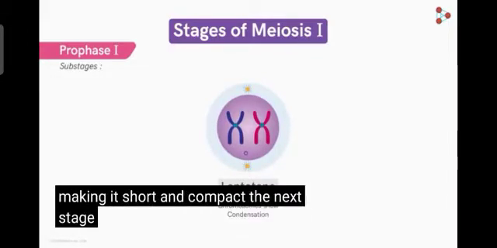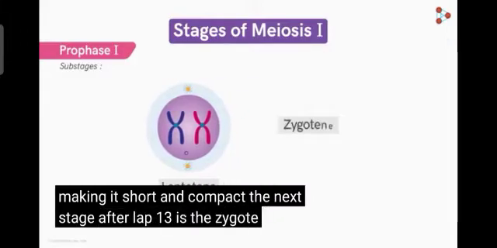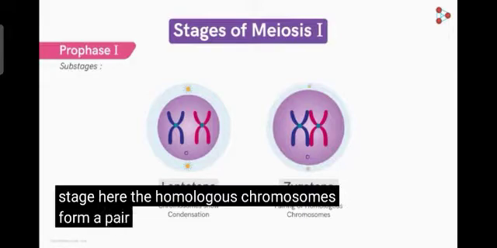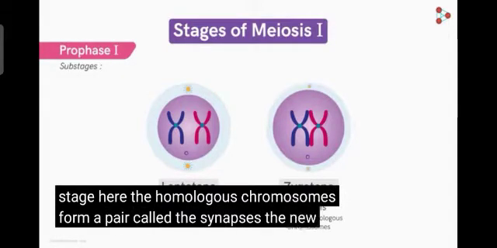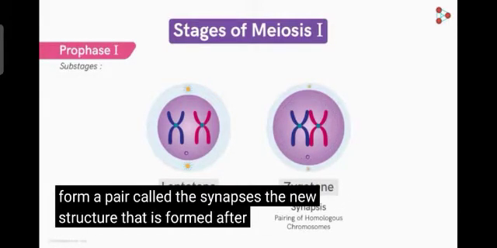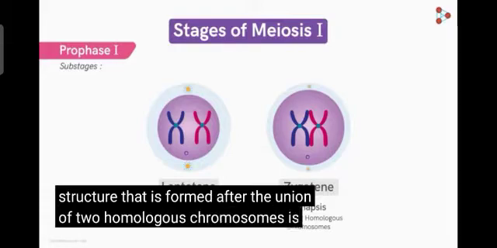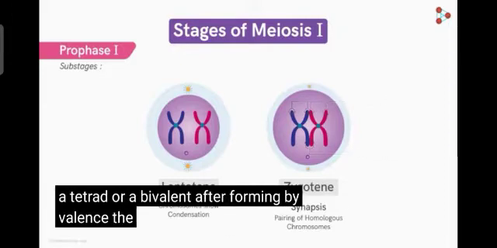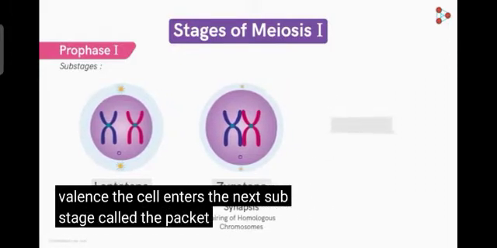The next stage after leptotene is the zygotene substage. Here, the homologous chromosomes form a pair called the synapsis. The new structure that is formed after the union of 2 homologous chromosomes is called a tetrad or a bivalent. After forming bivalents, the cell enters the next substage called the pachytene.